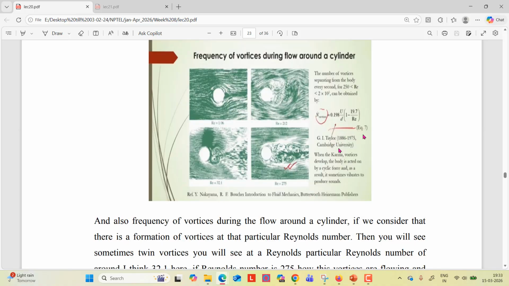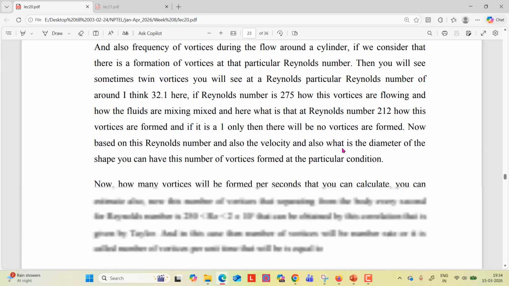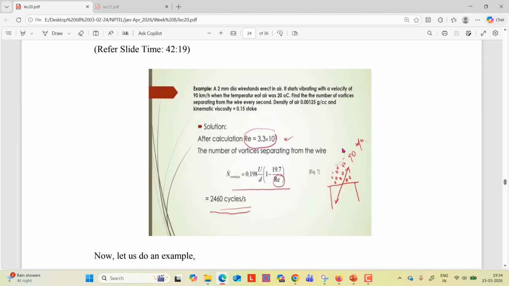So see, this frequency can be represented by this number n. The number of vortices separating from the body every second for this particular Reynolds number fluid can be obtained by this equation. Okay, it is a classic G.I. Taylor equation. You can remember this because a problem may come. How you can see here.